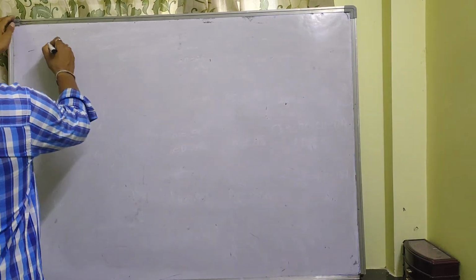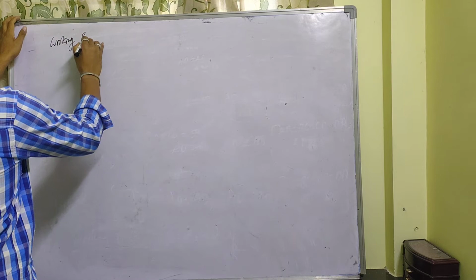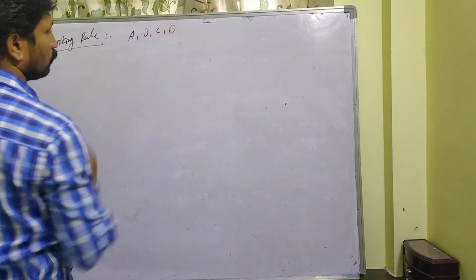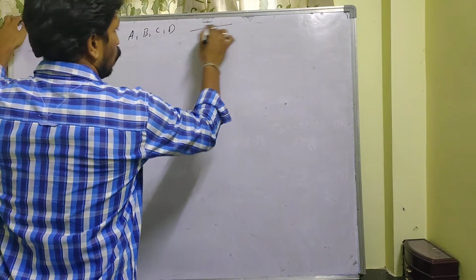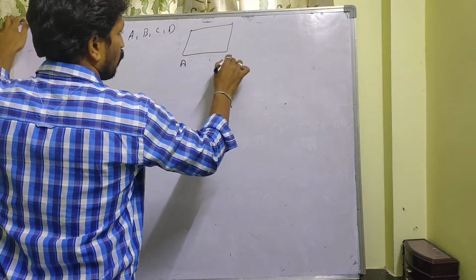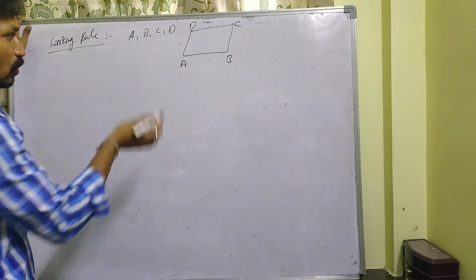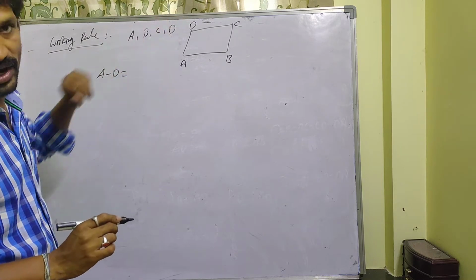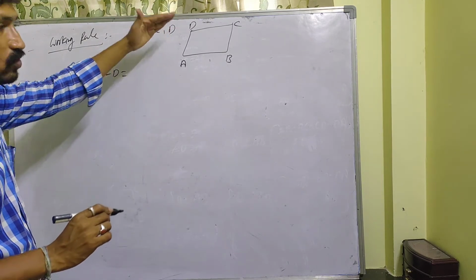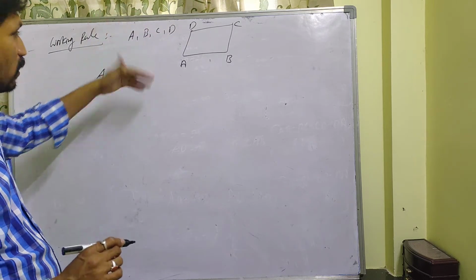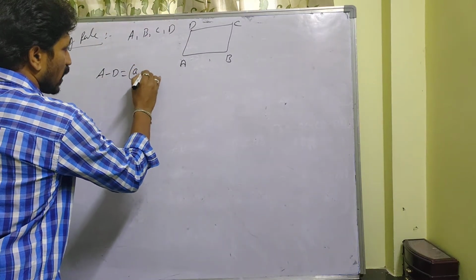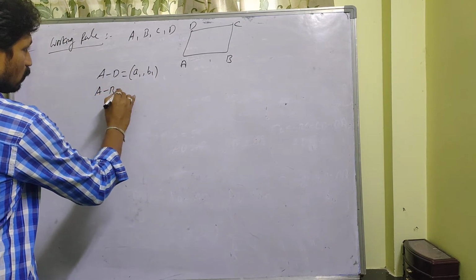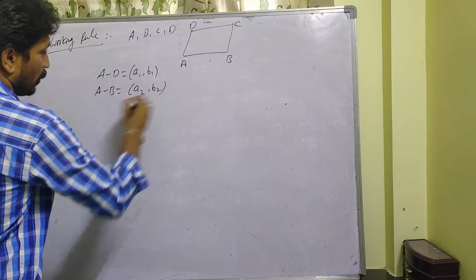Okay. Working rule you see here. You take the 4 points A, B, C, D, in any order. If you start from A, B, C, D, go for A minus D. This is the difference of 2 points. You know how to write: corresponding x coordinates take the difference, corresponding y coordinates take the difference. That difference you take as A1 comma B1. And take A minus B also. That you consider as A2 comma B2.